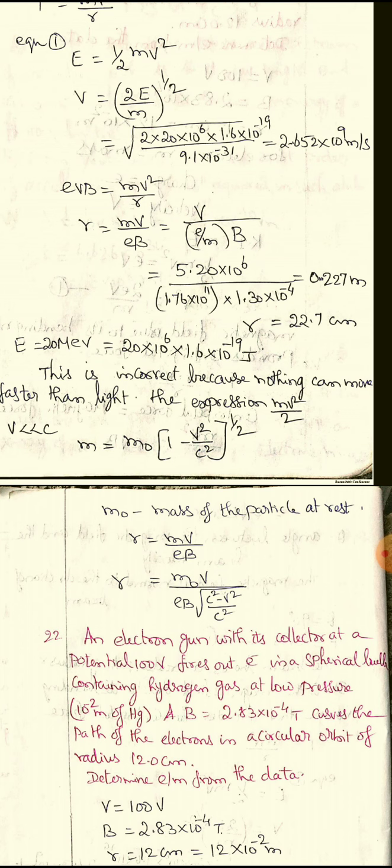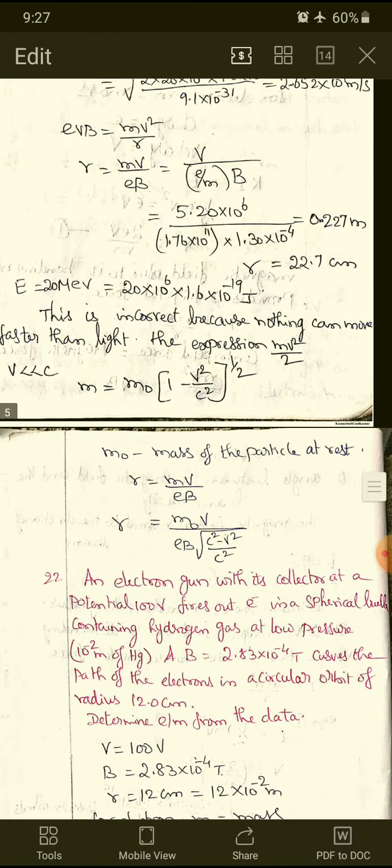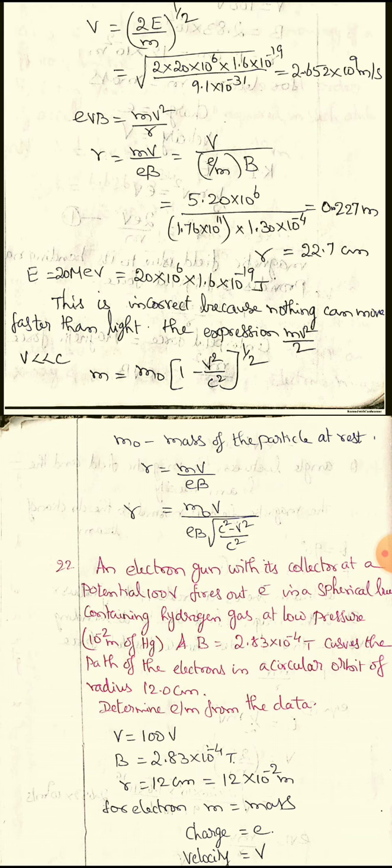This is incorrect because nothing can move faster than light. The expression mv squared divided by 2 is valid only when v is very much smaller than c. So m is equal to m naught into 1 minus v squared by c squared the whole power half. What is m naught? m naught is the mass of the particle at rest.